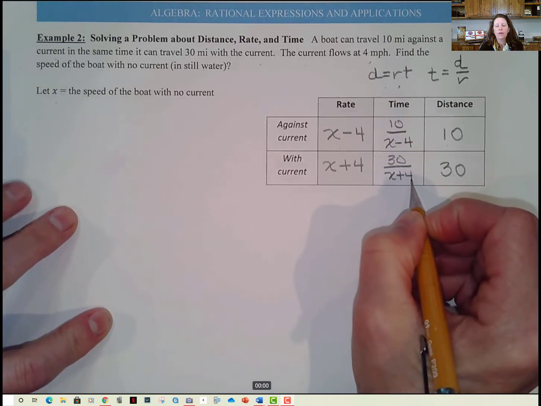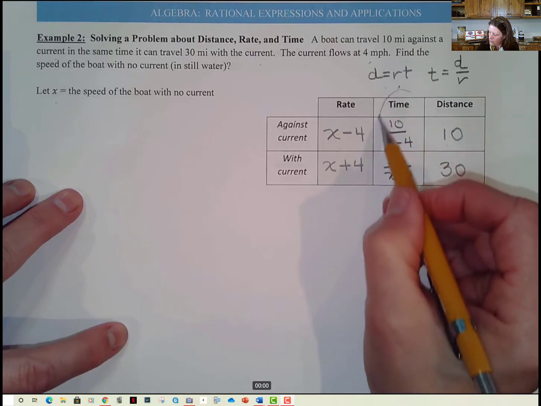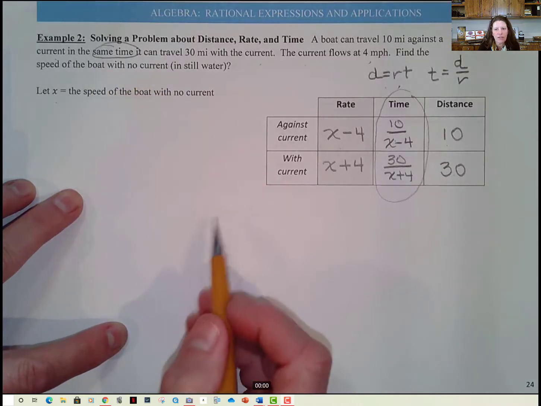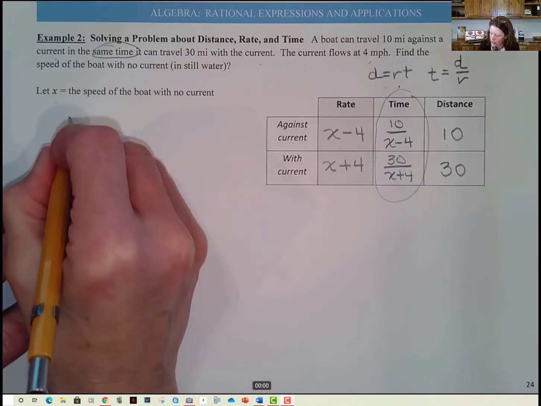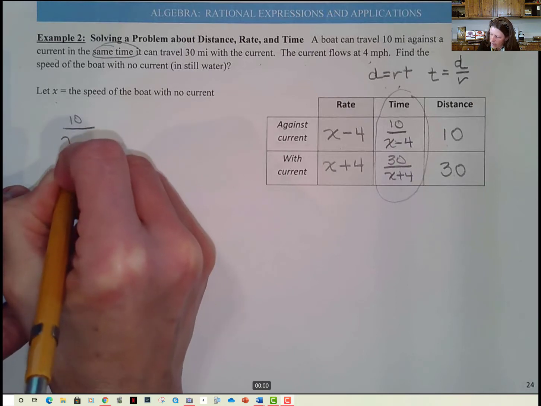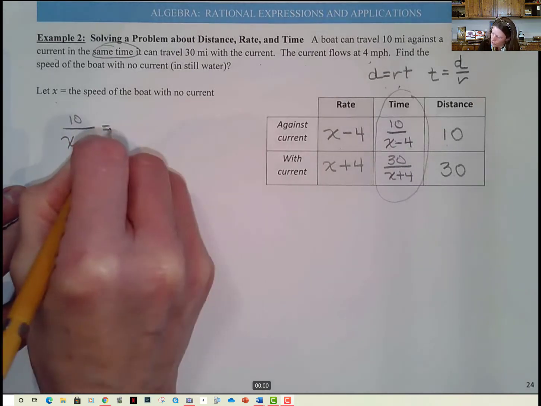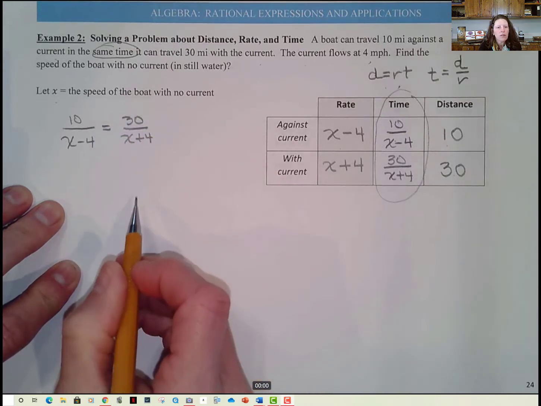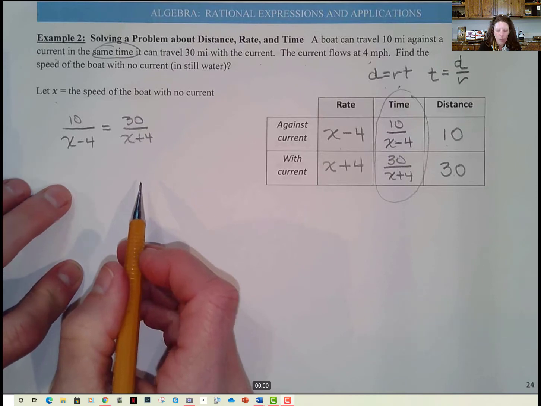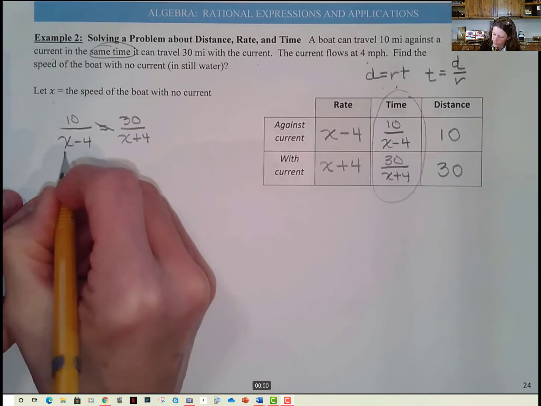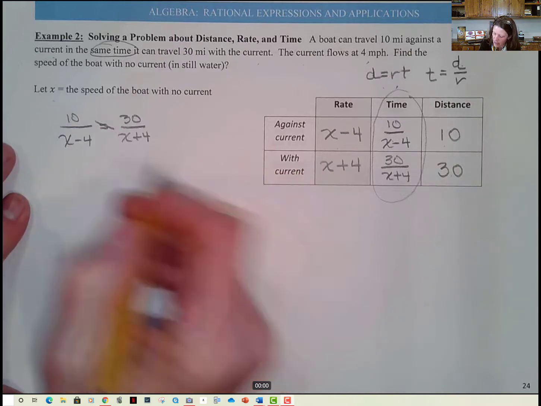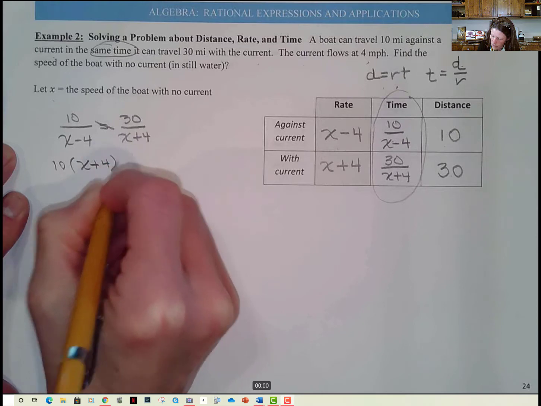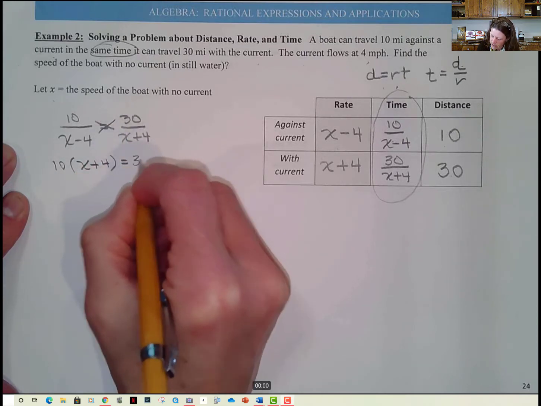Now we want to write an equation, and it's going to come from this time column because we know that those times are the same for these two situations. So we know that the time 10 divided by x minus 4 is equal to 30 divided by x plus 4. And we have a proportion here, therefore we can cross multiply to solve. Let's write 10 times x plus 4. Set that equal to 30 times x minus 4.